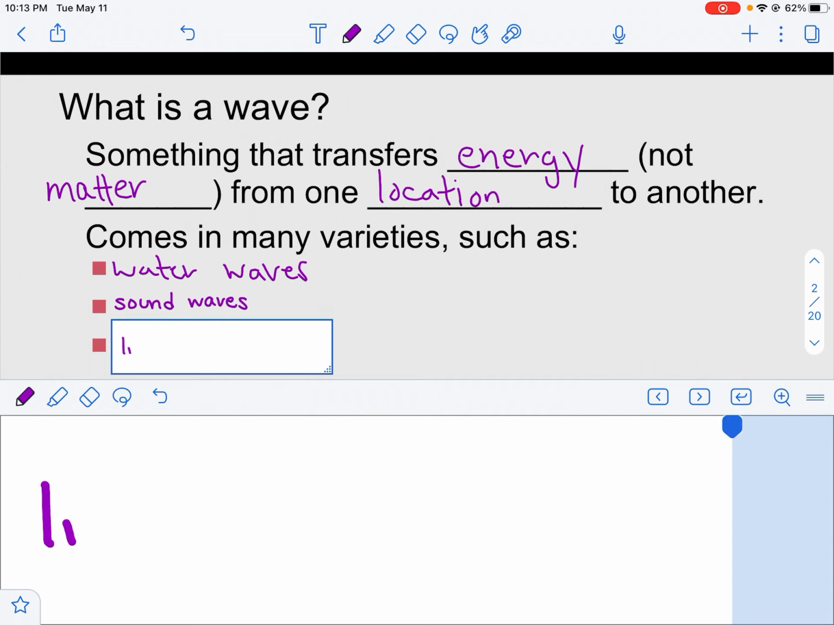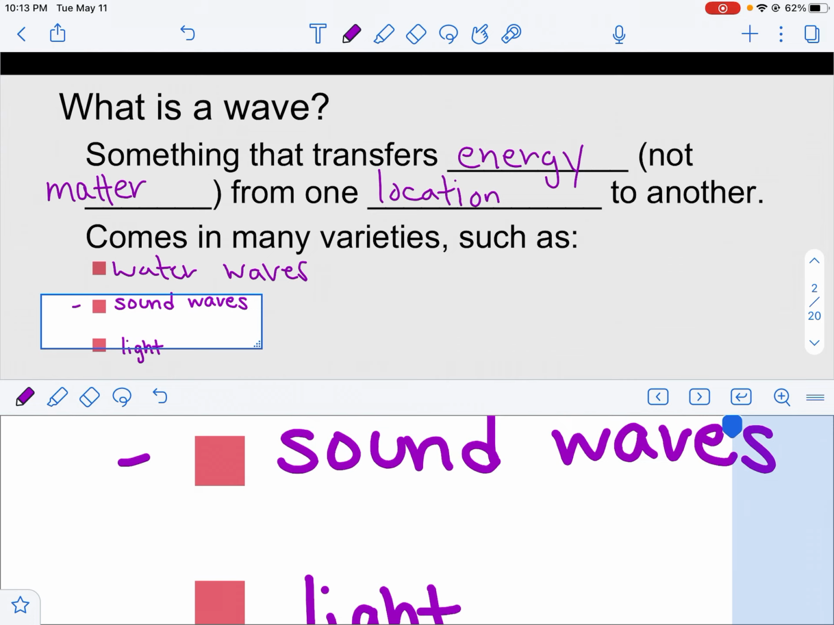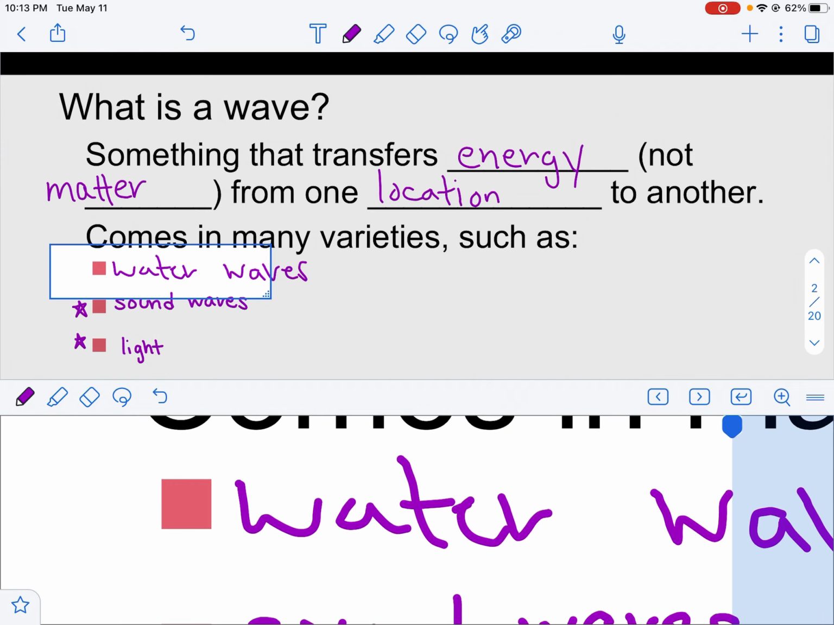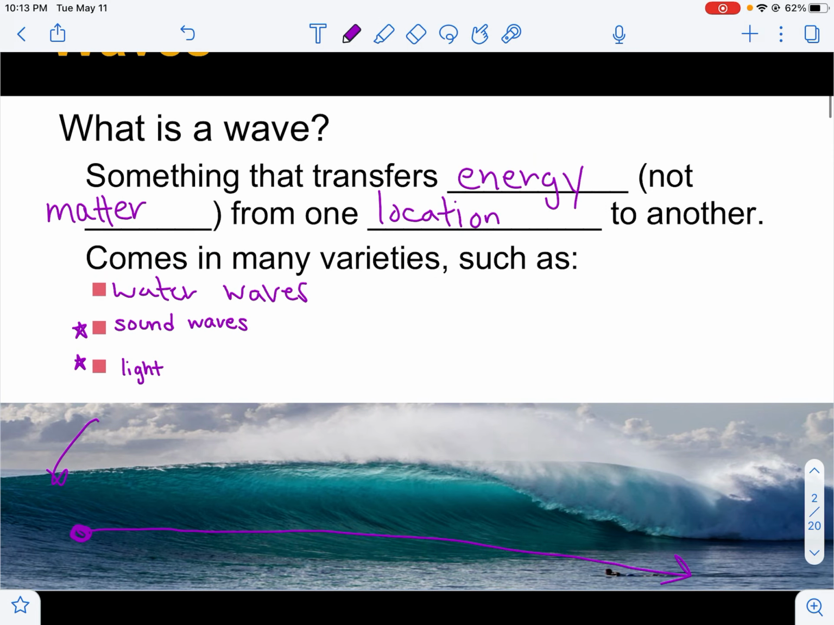And then the last type is light. Light is a weird one, but light is an important one. It's one of the most common ways that human beings interact with the world. So we have water waves, sound waves, and light waves. The two most important ones we're going to be talking about are sound and light. However, water waves work as a stand-in or a metaphor for those other two waves, and so I'll be referring back to water waves as well. So those are the three most important types of waves that you will need to know. So why don't you write those down, and we'll move on to the next slide in a moment.